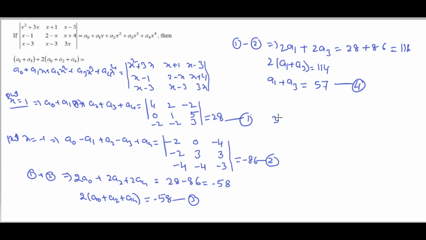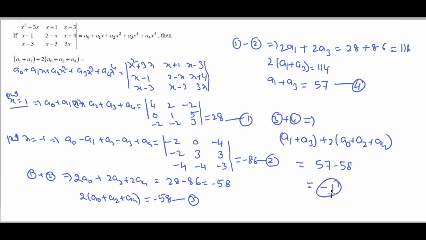Now 3 plus 4, that implies a1 plus a3 plus 2 into (a0 plus a2 plus a4) is equal to 57 minus 58, that is equal to minus 1. This is the answer.